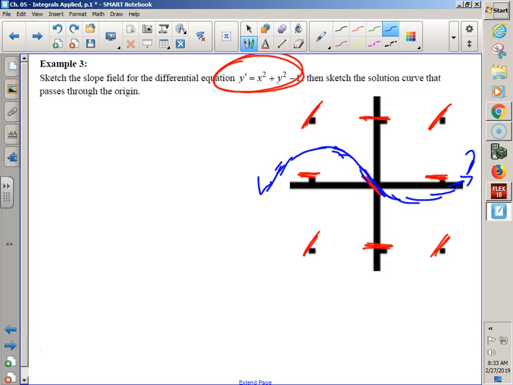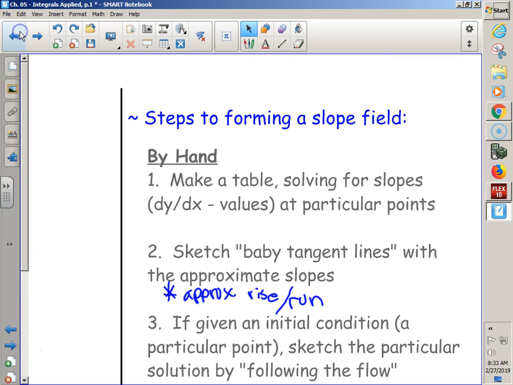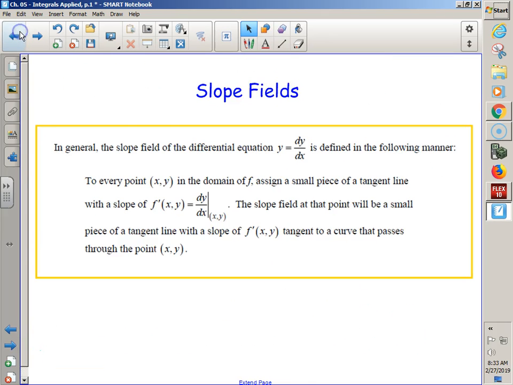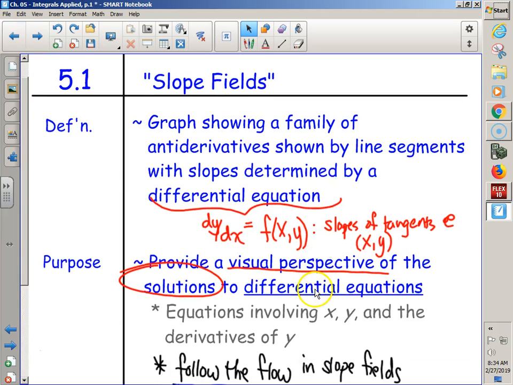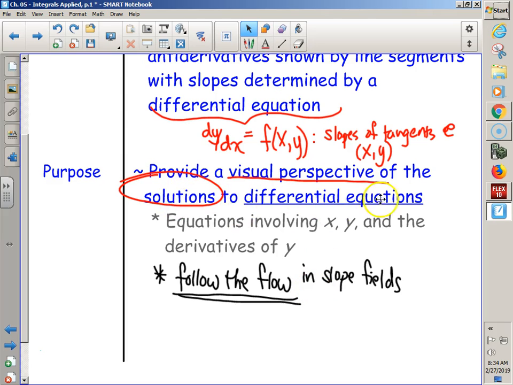So the fewer points you have, the faster it is to make, or the harder it is to follow the flow. But if you guys notice, once again, if this is meant to, at the very beginning, visualize solutions to differential equations, specifically very, very complicated ones like the wind map that you saw.